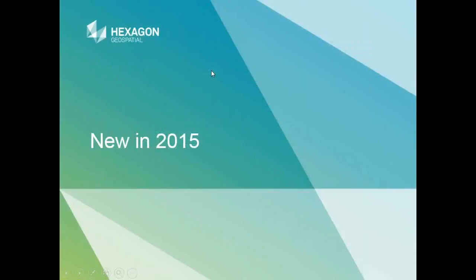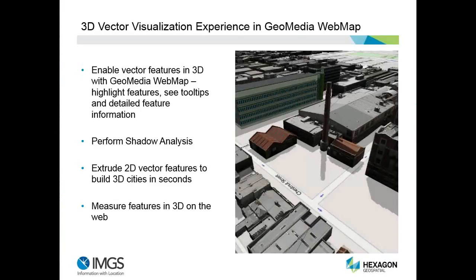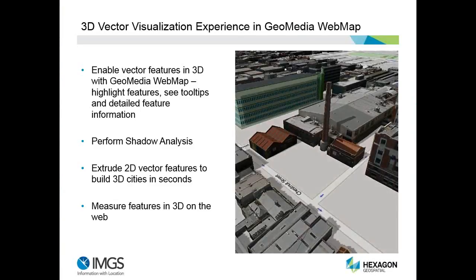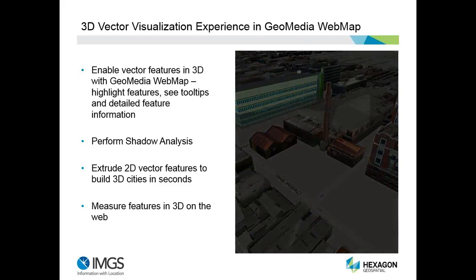So what's new with the web portal in 2015? Well, the big thing with 2015 was last year we saw the ability to do vector visualization in GeoMedia WebMap, and as you can see here now, with the 2015 release, we're able to do shadow analysis. So we're able to enable vector features in 3D, so we can highlight the features, see tooltips and detailed information, and then perform shadow analysis.